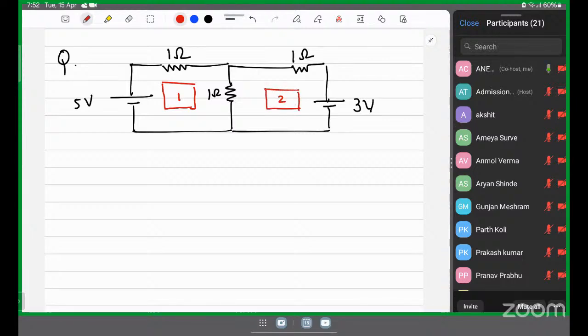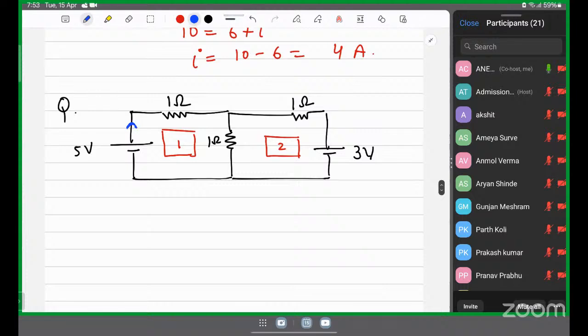This is loop 1, this is loop 2, and the loop has to be in the same shape as the given circuit. Let's say some amount of current comes from the 5 volt battery. Let's say this is I, and some of the current comes from here. Let's say this one is I1. At this junction point, current I comes from here and I1 from here, so this will be I plus I1. According to KCL first, current I will go in this branch and current I1 will go in this branch.